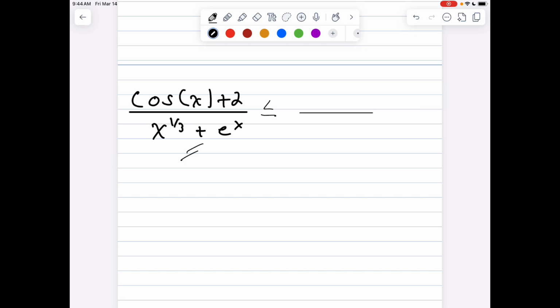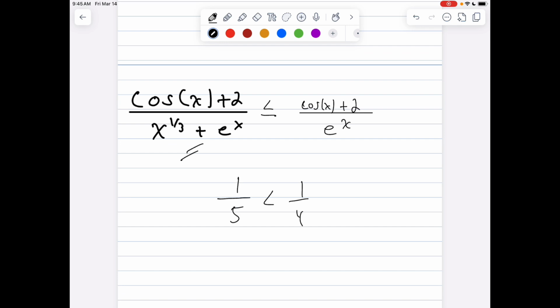I'm going to make a bigger fraction by, first of all, keeping the same numerator, cosine of x plus 2, but I'm going to just have e to the x in the denominator, and that is a legit move. If you have two fractions and they are positive, then if you have a fraction with a smaller denominator and the same numerator, that fraction will be bigger. So just think for a second about 1/5 and 1/4.